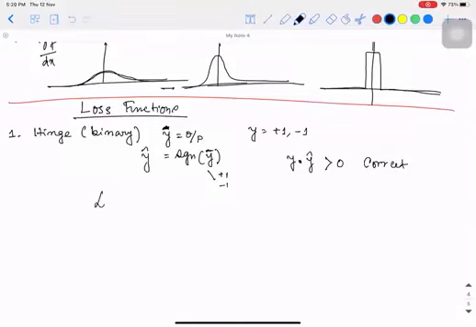So the loss would be max(0, 1 minus y times y cap). If it is correct, then we have +1, and the loss would be 0. If it is incorrect, then the product would be -1, and then the loss would be 1 + 1, which is 2. Okay.